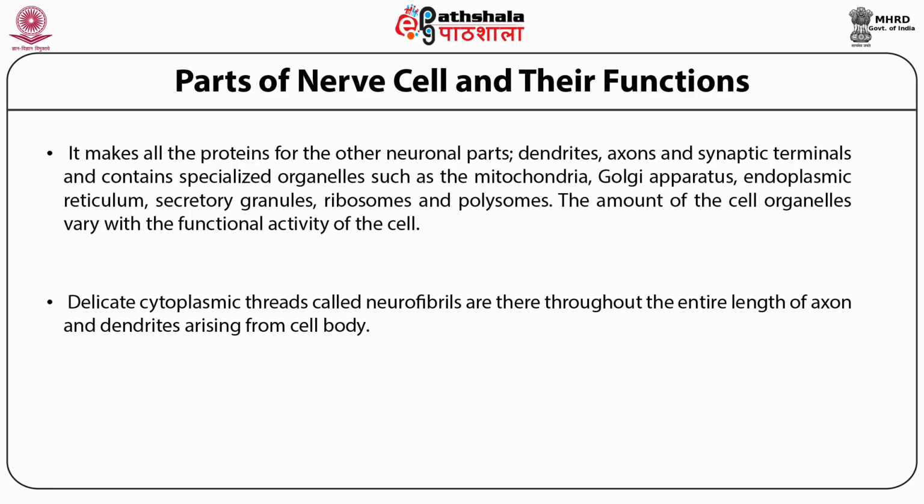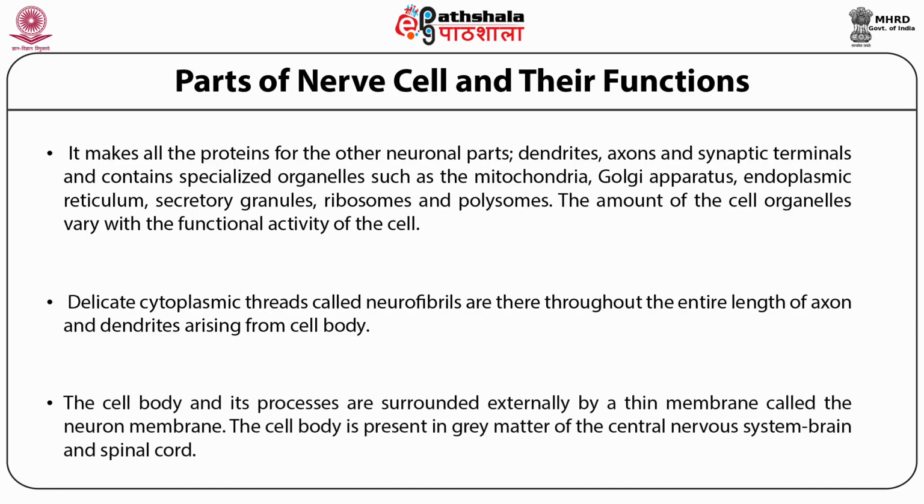Delicate cytoplasmic threads called neurofibrils are present throughout the entire length of the axon and dendrites arising from the cell body. The cell body and its processes are surrounded externally by a thin membrane called the neuron membrane. The cell body is present in the gray matter of the central nervous system of the brain and spinal cord.